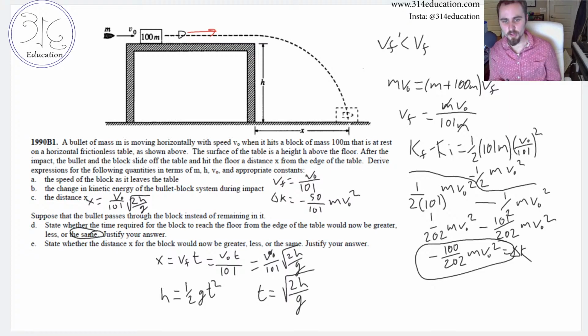And so if this gets smaller, our distance x will now be less because VF prime is less than VF. Does that make sense qualitatively? Why we expect this to go down? Because of the bullet coming through? Okay, well, it looks like we have no questions on that.